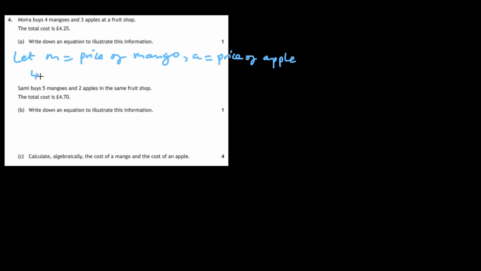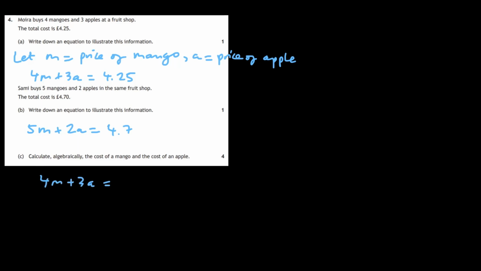then it would just be 4M plus 3A equals £4.25. And then this equation would be 5M plus 2A equals 4.7. And then part C, calculate algebraically the cost of a mango and the cost of an apple. So we're just trying to find M and A.